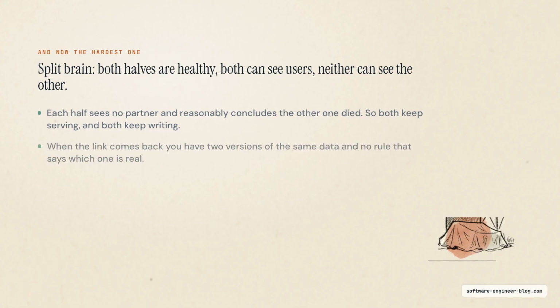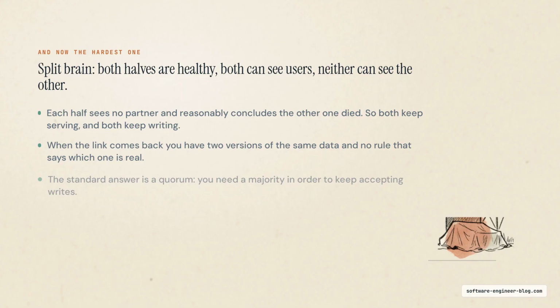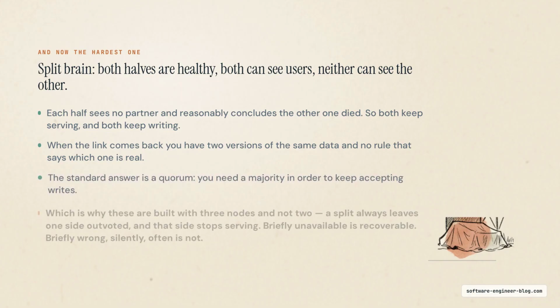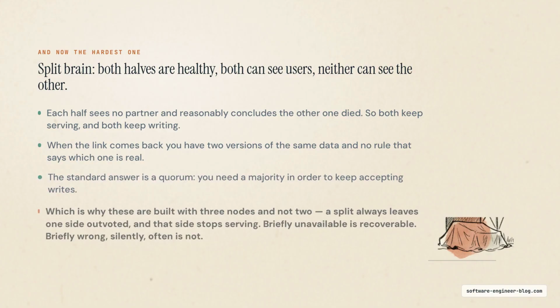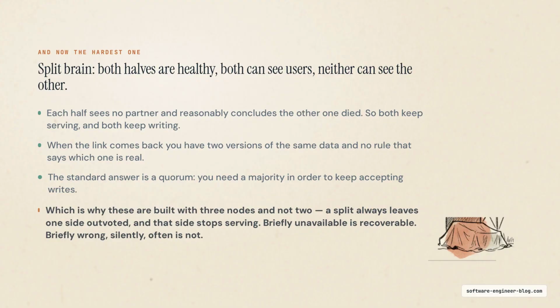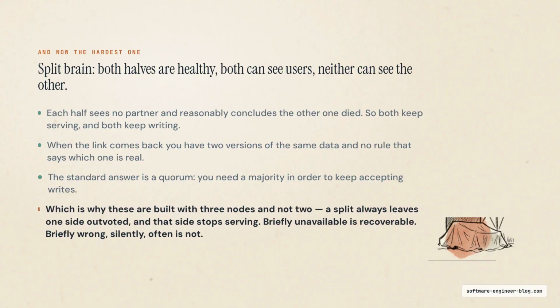The standard answer is a quorum. You need a majority in order to keep accepting writes, which is why these systems are built with 3 nodes rather than 2, so that a split always leaves one side in the minority. The side that loses the vote stops serving. Being briefly unavailable is something you recover from. Being briefly wrong, silently, very often is not.